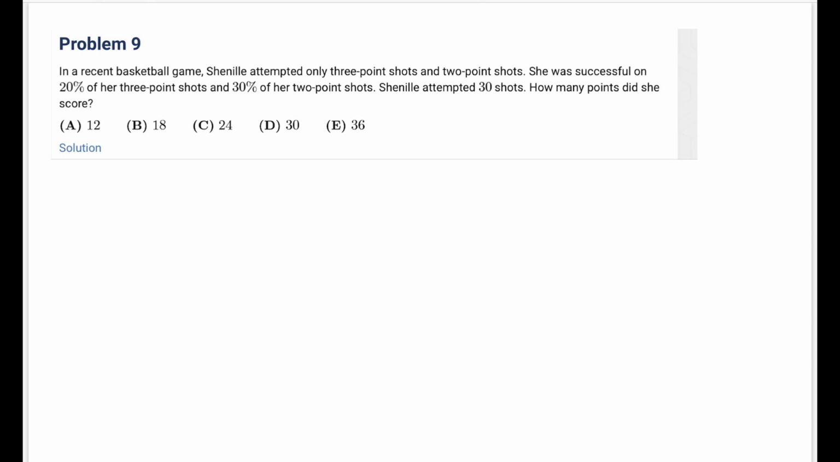Number 9. In a recent basketball game, Chanel attempted only 3-point shots and 2-point shots. She was successful on 20% of 3-point shots and 30% of 2-point shots. Chanel attempted 30 shots. How many points did she score?